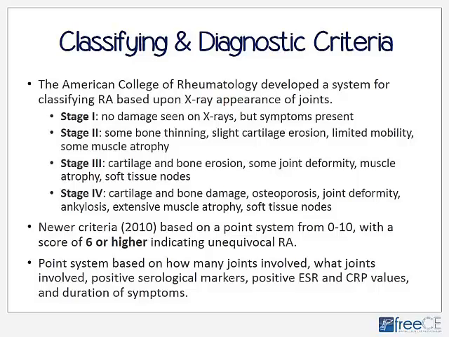There's newer criteria that were established in 2010, a little more complex, based on a point system from 0 to 10. And if you score 6 or higher, it's unequivocal RA. And this point system is based on many factors, such as how many joints are involved, which joints are involved, the RA factors, positive sedimentation rate, CRP values, and also the duration of symptoms.